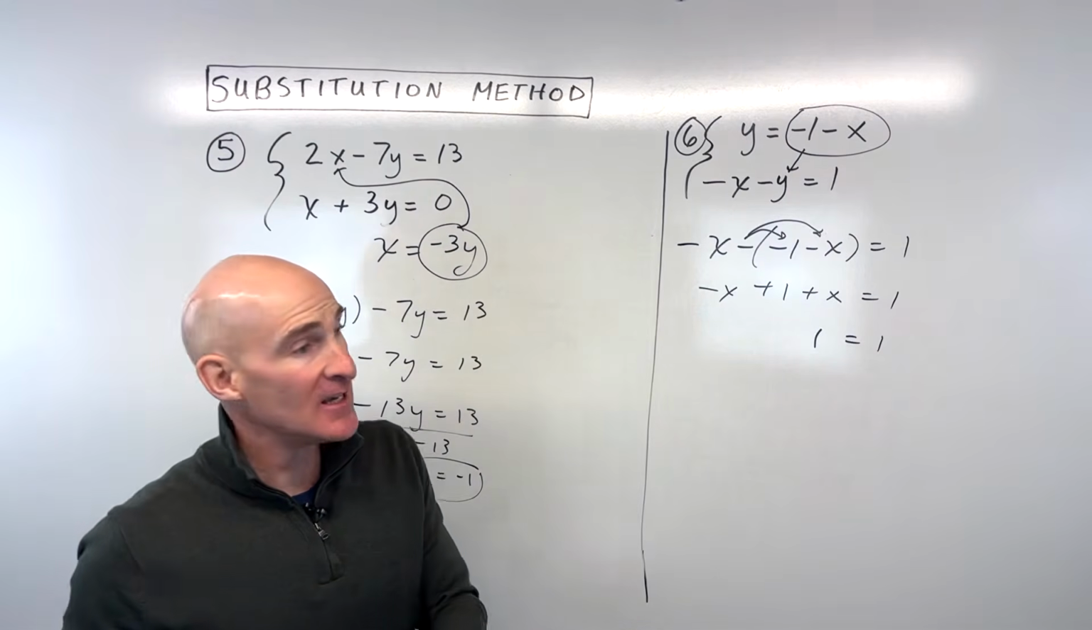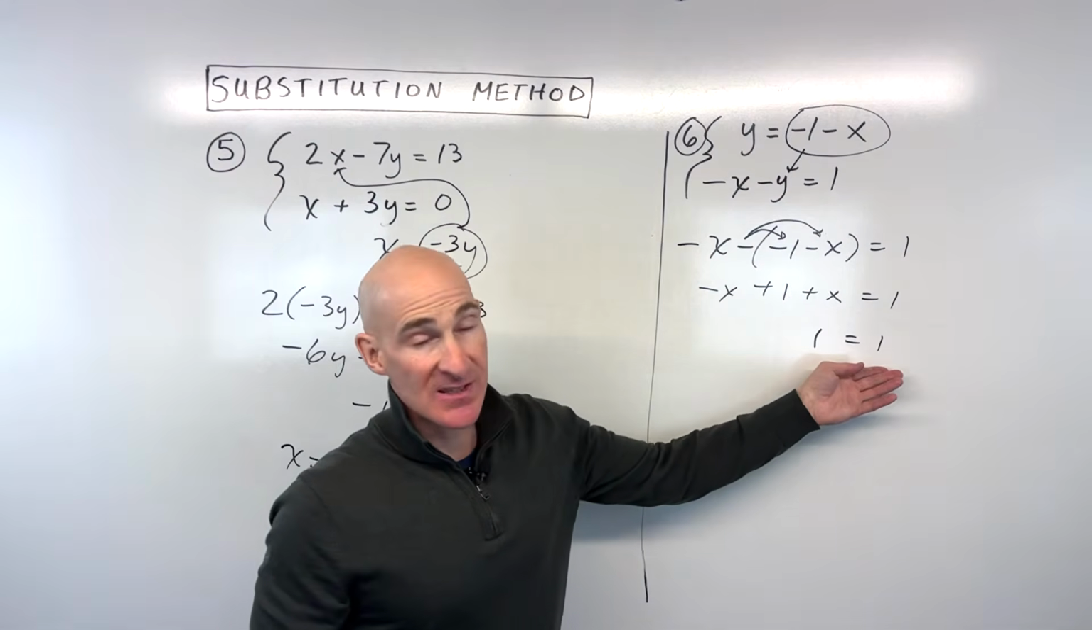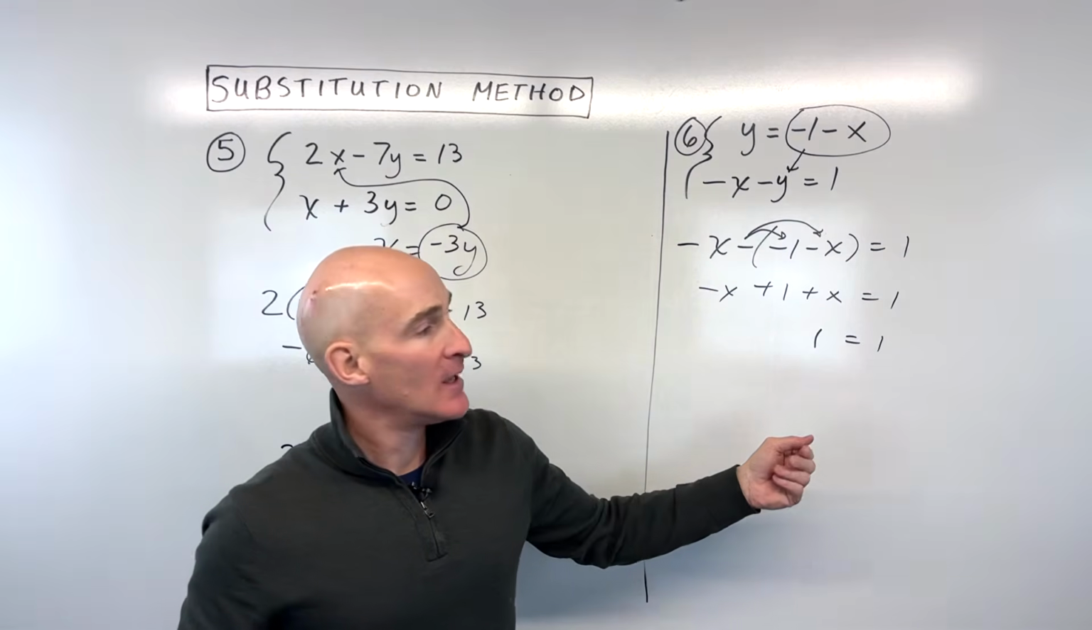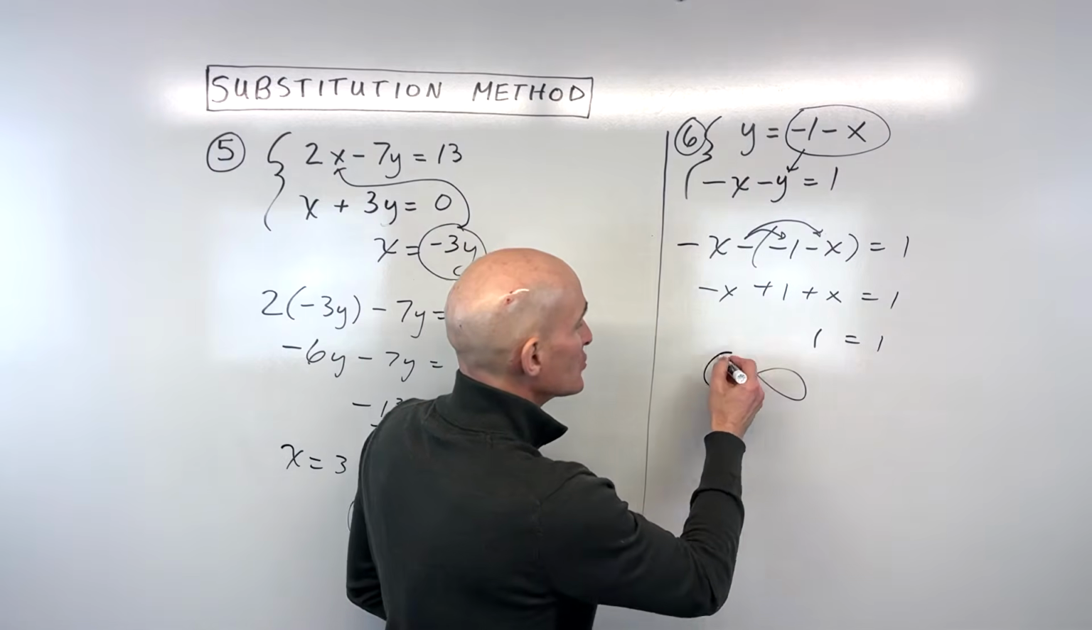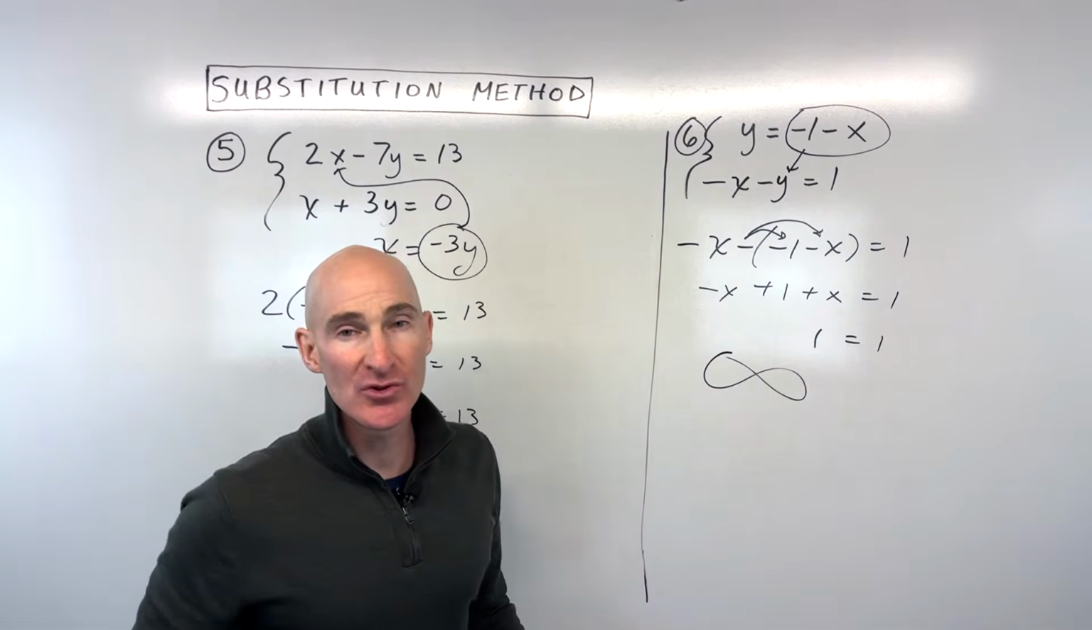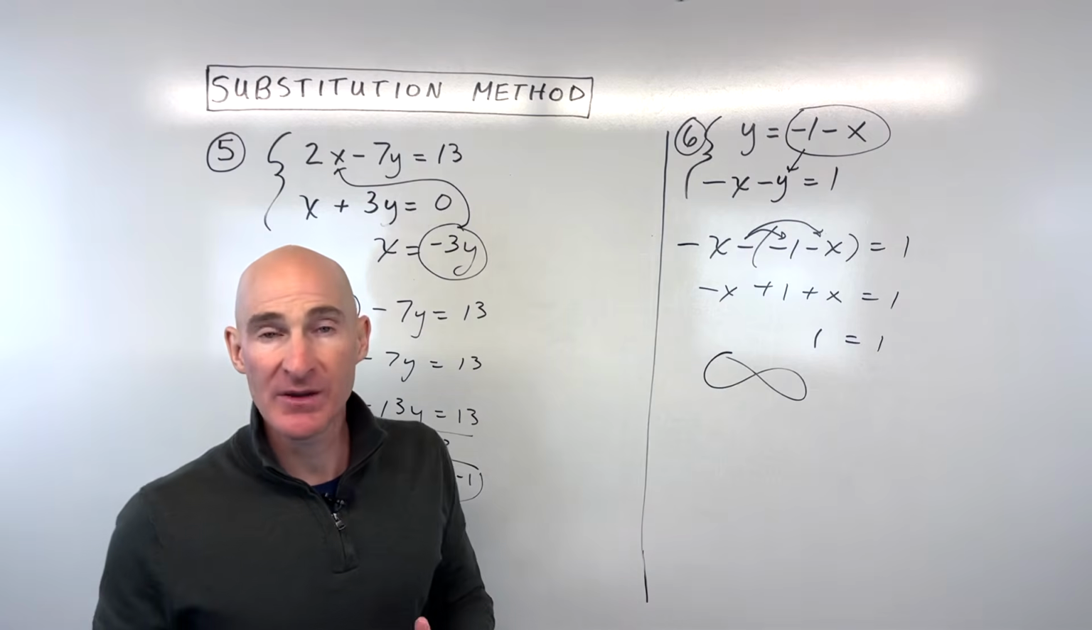What does that tell us when the variables cancel out? You want to analyze this. Is this always true or is it never true? 1 is always equal to 1. This tells us that there's infinitely many solutions. So you could write infinitely many solutions or all real numbers or something to that effect.